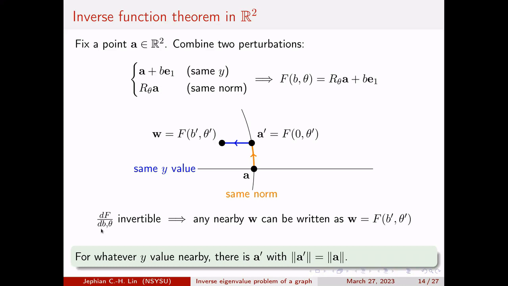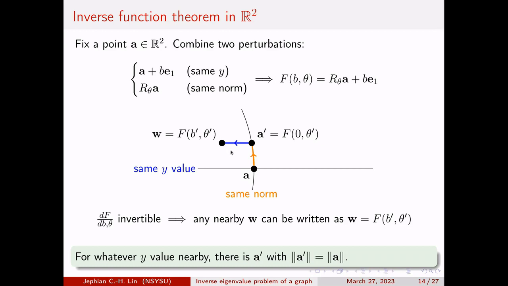If I calculate its Jacobian matrix and it is invertible, then according to the inverse function theorem, there is a neighborhood such that all the points nearby can be reached by some theta and then some beta prime. In other words, whatever W you give me, as long as it is very close to A, it can be reached by this 2-step perturbation. You can go by orange and then go by blue.